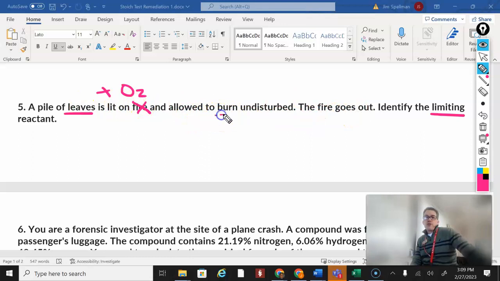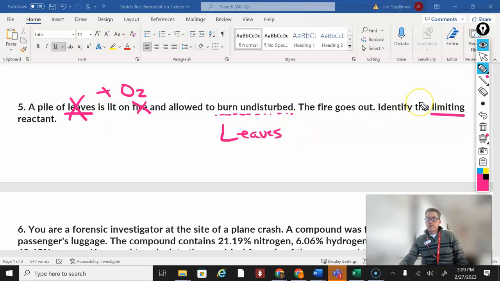If the leaves are allowed to burn undisturbed, the first thing we're going to run out of isn't oxygen. The thing that we're eventually going to run out of is leaves. So in this case, the limiting reactant is the leaves, simply because that is the thing that is going to disappear first, and that's the thing that we're going to run out of first.